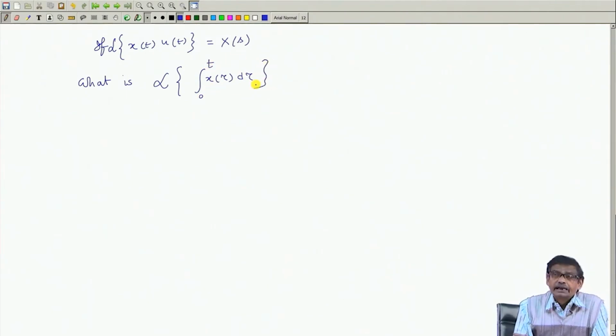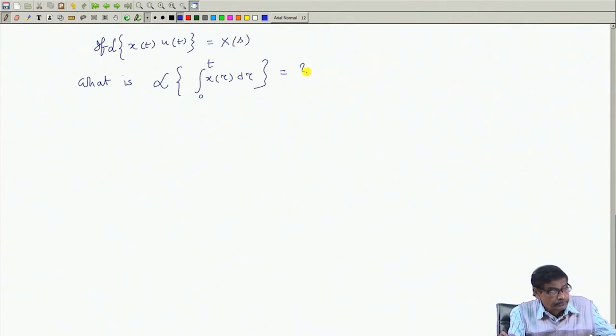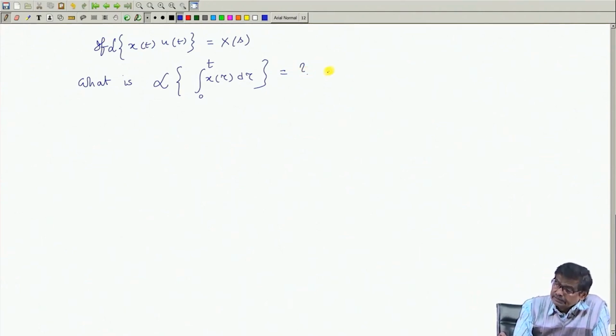Mind you, the reason I am writing it this way is that when you take the integration, ultimately it has to be a function of time. So this integration will confirm that. When you carry out this integration, you will get the area under the curve up to time t. So what is the Laplace transform of this one? I want to find out. Clear? The answer is to find out this, and this is known.